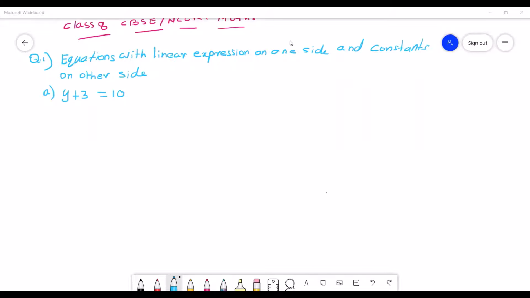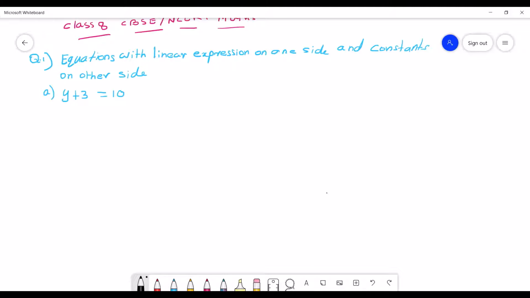Today we will do some MCQ in 8th standard maths, linear equations in one variable. And here we will consider all the particular cases. The first case in this chapter is equations with the linear expression on one side and a constant on the other side. See, the first question is y plus 3 is 10.